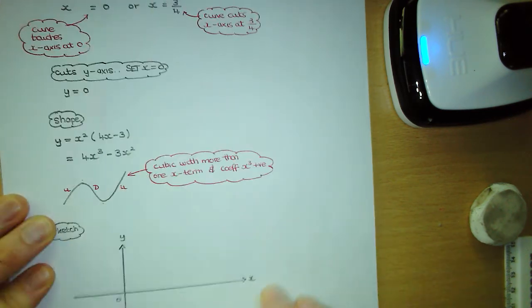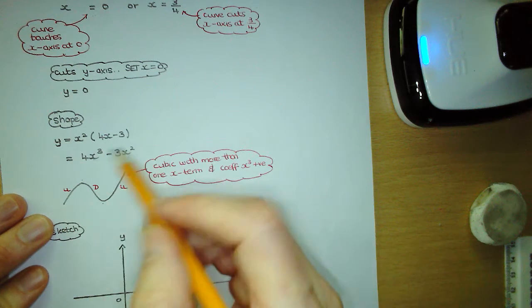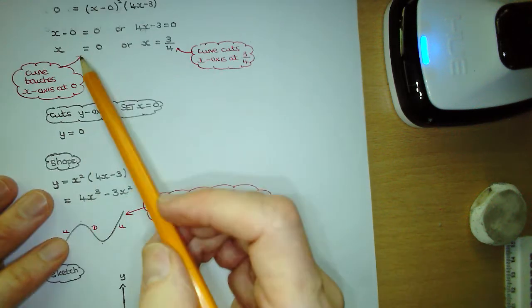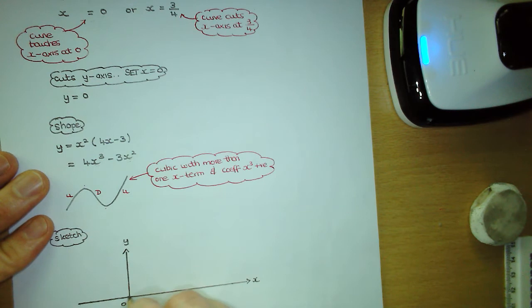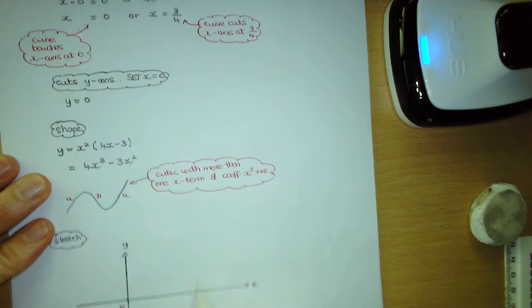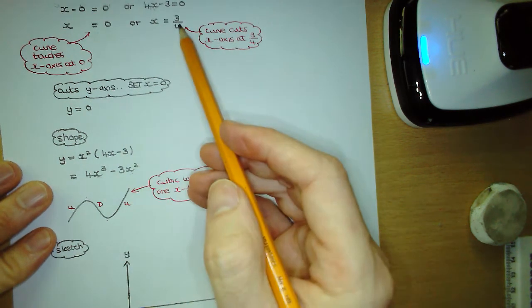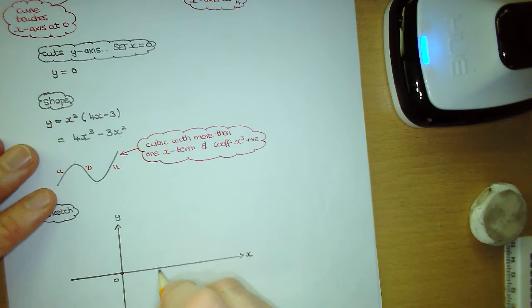Okay, so we know its shape, up, down, up. We know it only touches the x-axis at 0, so it doesn't cut through it, it just touches the x-axis at 0. We know that it cuts the x-axis at 3/4, so say roughly there's 3/4.